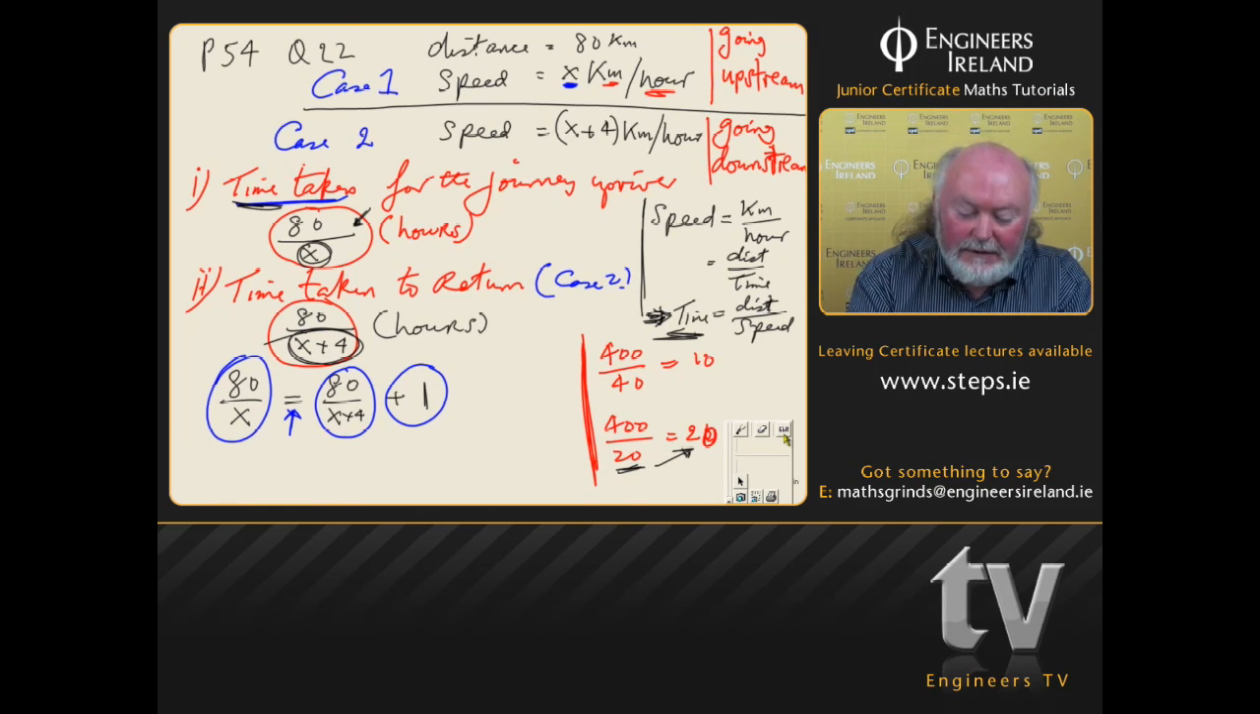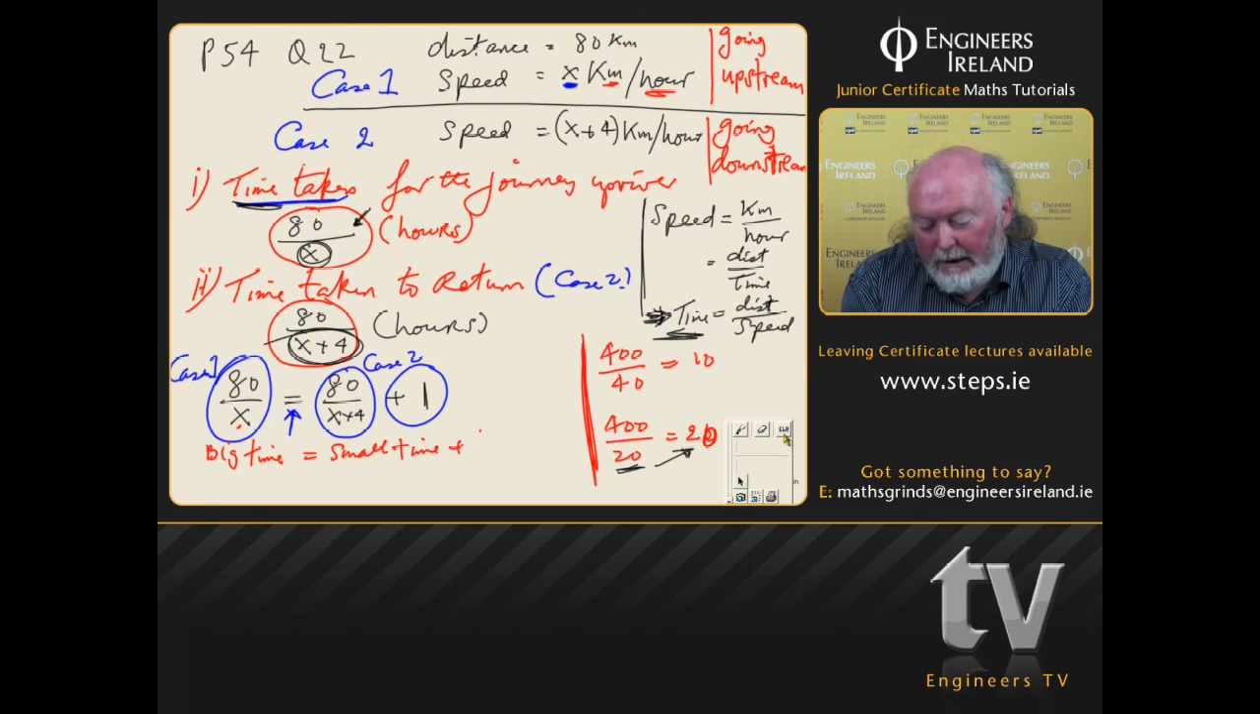We're saying case 1. This is case 2. Just to keep your mind clear, you can write in as many little things in this as you feel like. We've just said the smaller number underneath will give us the biggest one. So we're saying big time equals small time plus 1 hour. Because that's what they're telling us.